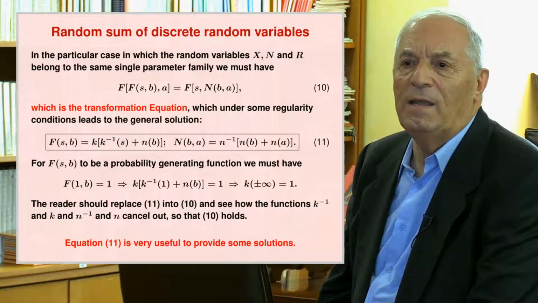In addition, for f to be a probability generating function, we must have the extra conditions indicated. The reader should replace 11 into 10 and check personally that the functions k inverse and k, and n inverse and n cancel out so that equation 10 holds. Equation 11 is very useful to provide some solutions of equation 10.